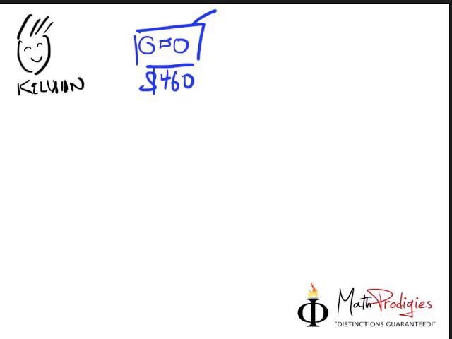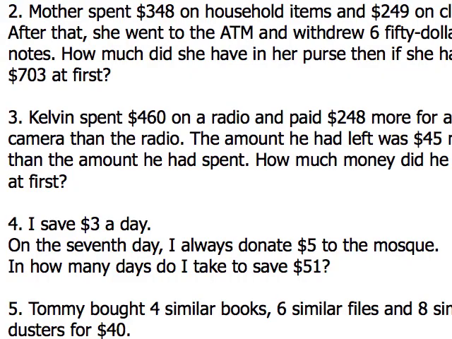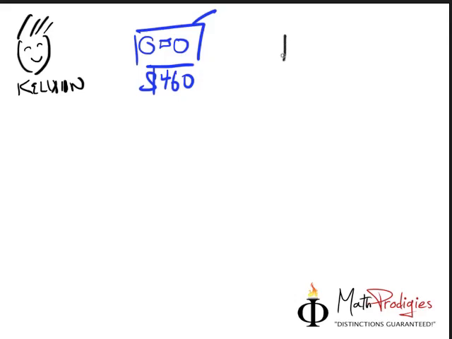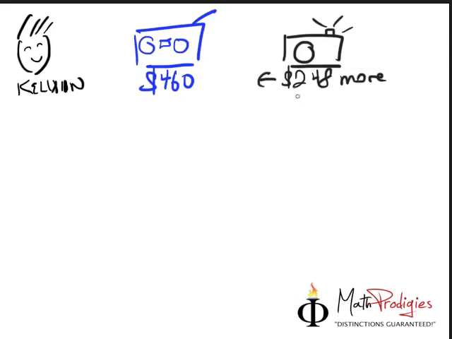He spent $248 more for a camera. So the camera, which is smaller, is actually more expensive. Interesting. So this is a camera, and it cost $248 more than this. So what does that mean? That means $248 plus the amount here, which is 460, and that will give you the answer of $708 for the camera. Wow, that's a very expensive camera. So that's what we found out already.